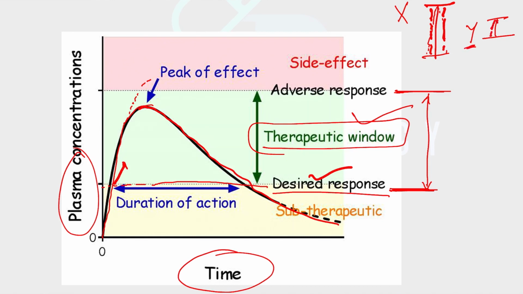Here the fluctuation space is very little, because if the concentration goes below this space, there won't be any response, and if the concentration of drug Y goes above that line, there are chances of adverse drug reactions. So if the therapeutic window is wide, the drug is safer, and if the therapeutic window is narrow, the drug is very risky, dangerous. Okay, so this is the clinical significance of this therapeutic window.